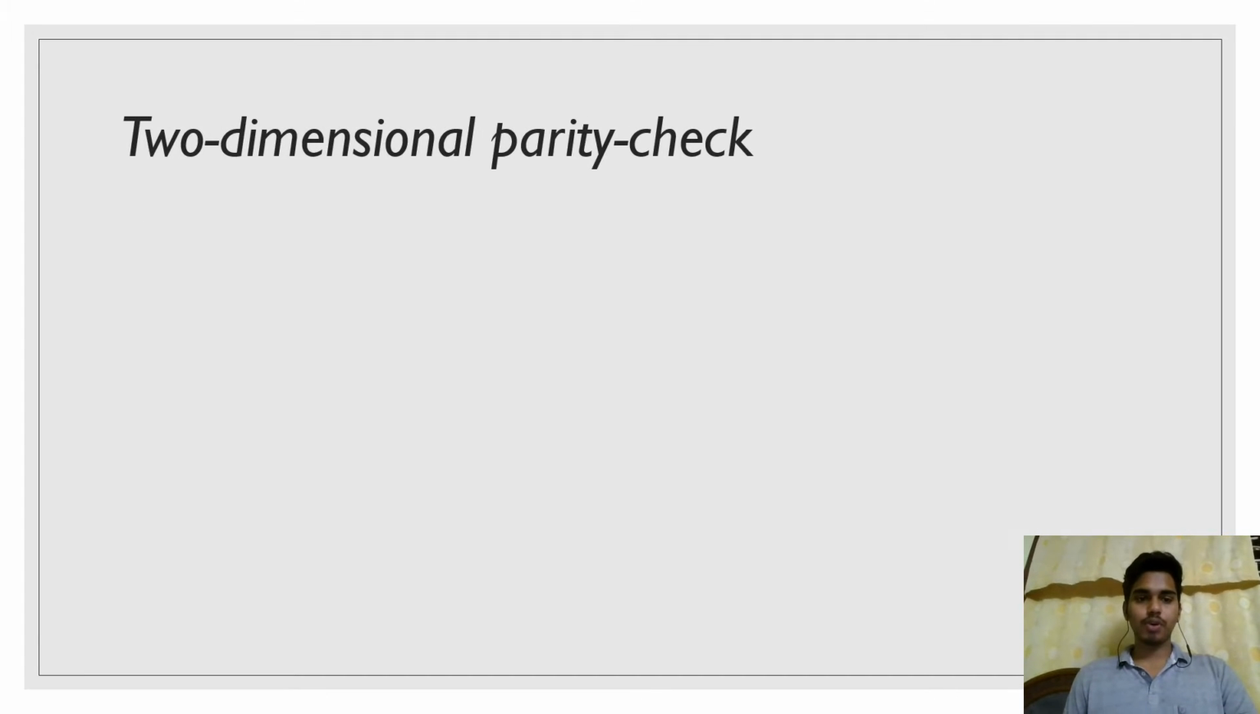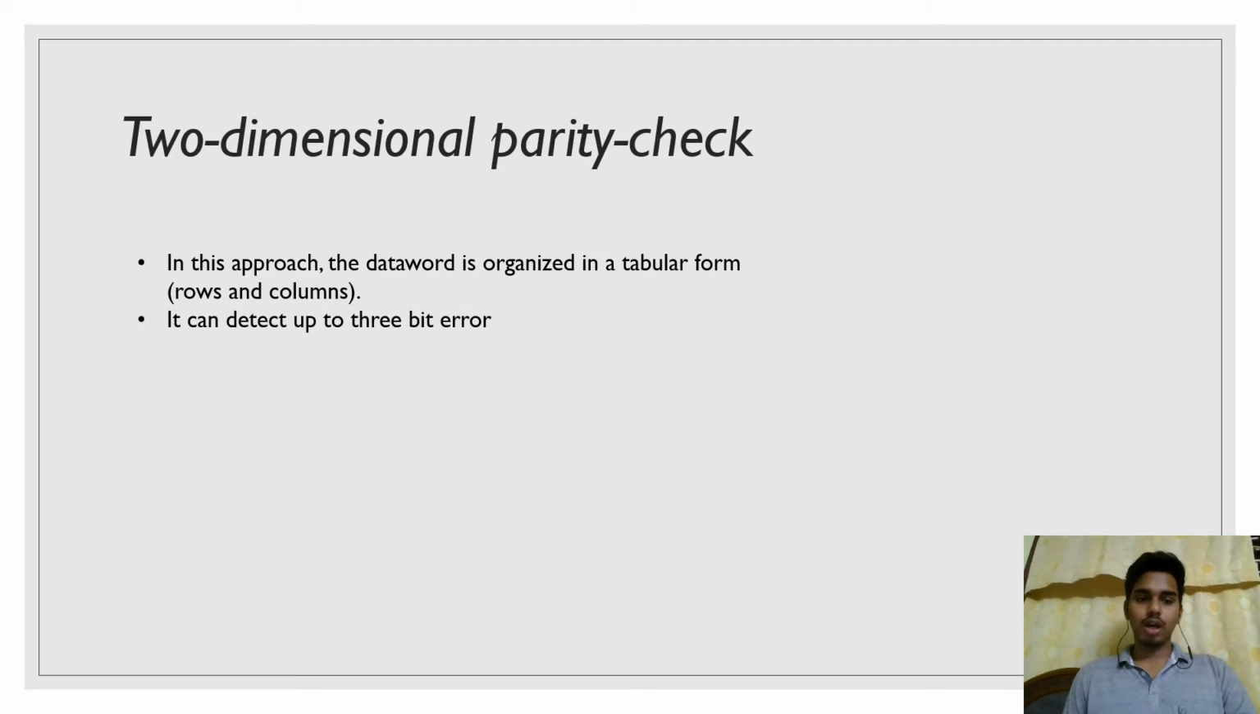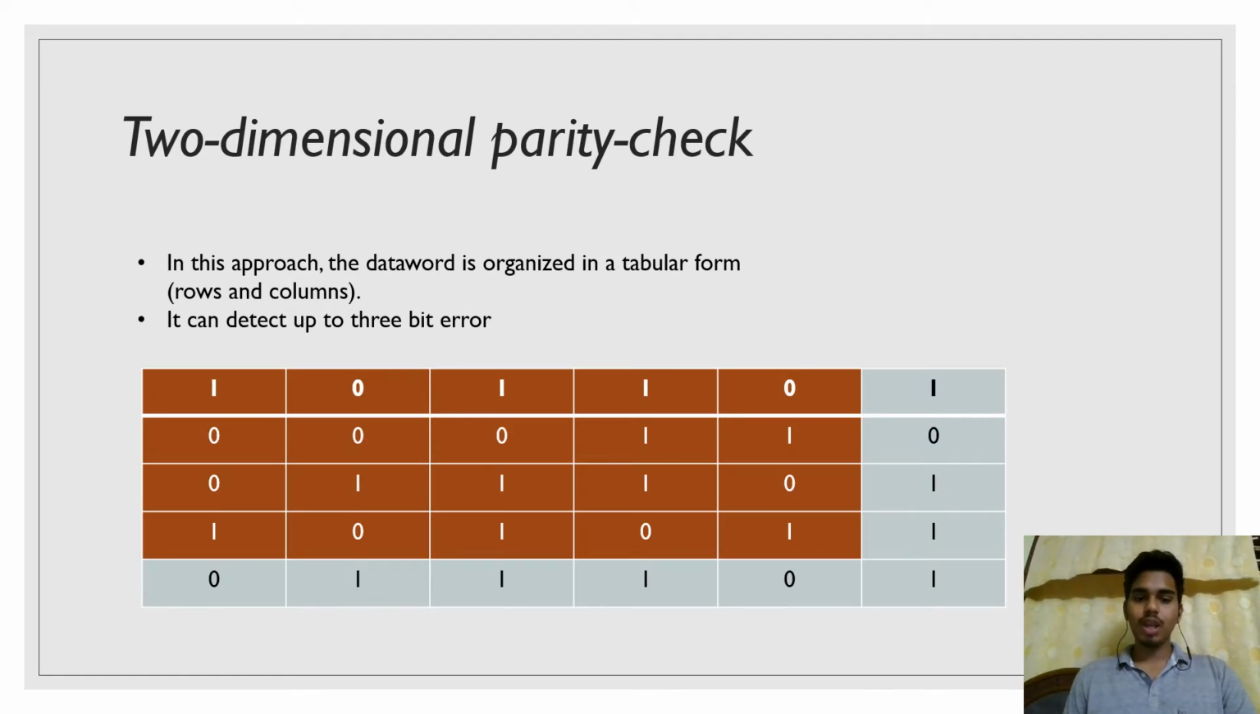Okay, now let's see about the two-dimensional parity check. In this approach, the data word is organized in a tabular form, rows and columns. It can detect up to 3-bit errors. As you can see, this is the column and this is the row of bits. These are the parity bits of the columns and rows, and the others are data bits.